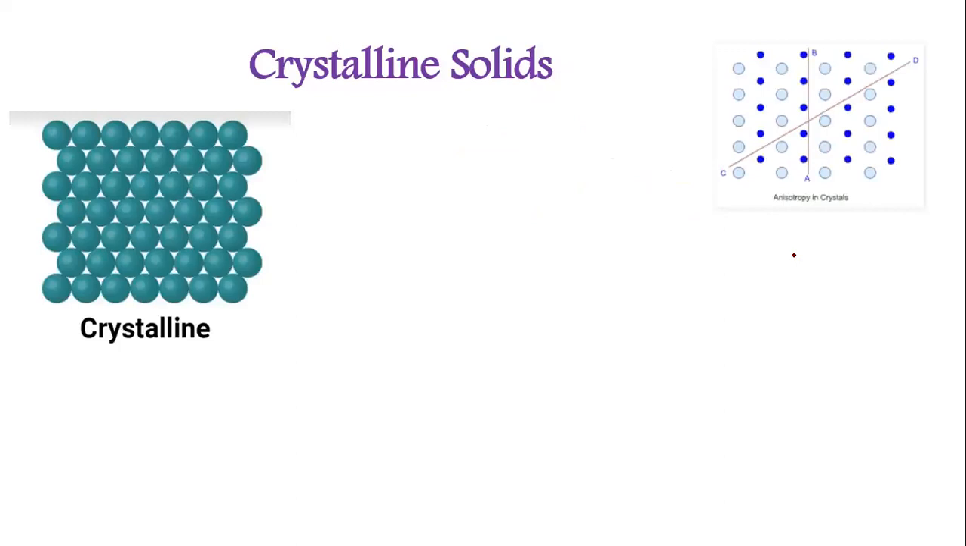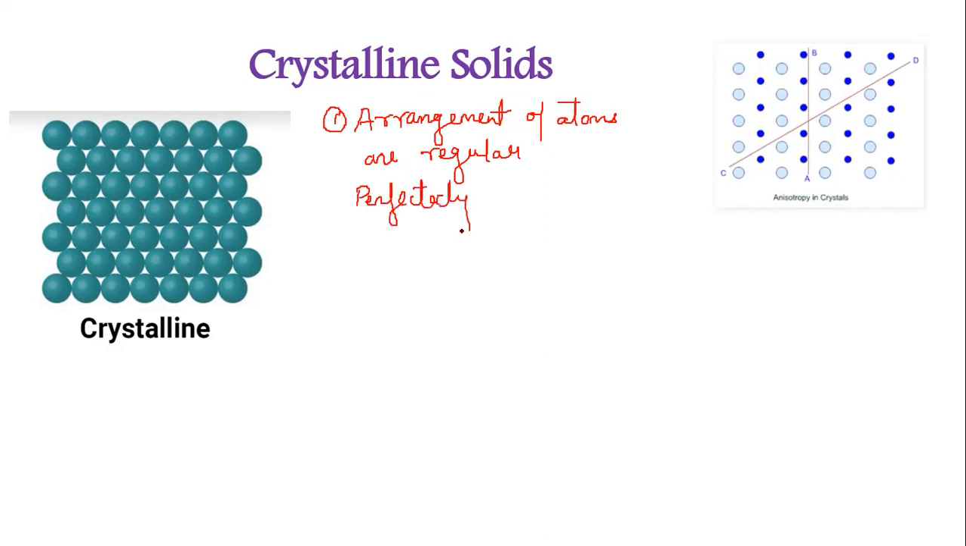Now you can see here on screen that the atoms of crystalline solids are perfectly arranged. The arrangement of atoms is perfect. So the first property of crystalline solids: the arrangement of atoms is regular, or you can say they are perfectly arranged.